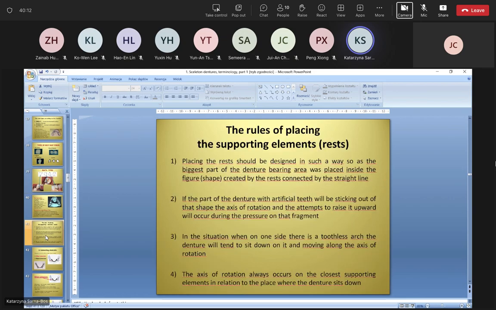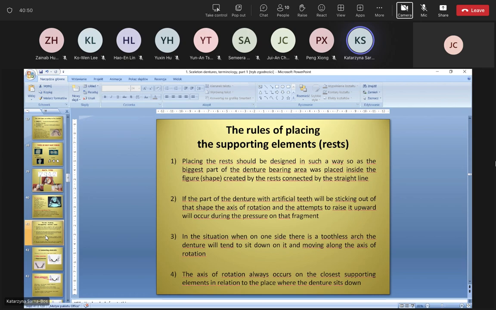Okay. And some rules of placing the supporting elements, the rests. The rests should be placed in such a way that the biggest part of the denture bearing area is inside the shape created by the rests connected by straight lines. If the part of the denture with artificial teeth sticks out of the shape, an axis of rotation will occur, and attempts to raise the denture upward will occur during pressure on that fragment.